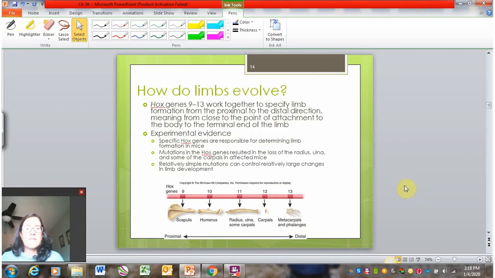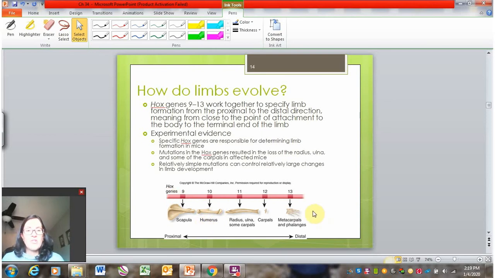So where do limbs come from and how do they get changed among different organisms? Remember that the Hox genes came up as a trait important in animal development. And Hox genes are really important for patterning the embryo, so establishing positions in the embryo. And a set of the Hox genes, 9 through 13, are really important in limb formation. And this has been demonstrated in a lot of different experiments where you can show that if you, for example, damage the Hox 10 gene, the affected organism doesn't develop a humerus bone or a humerus part to its limb.